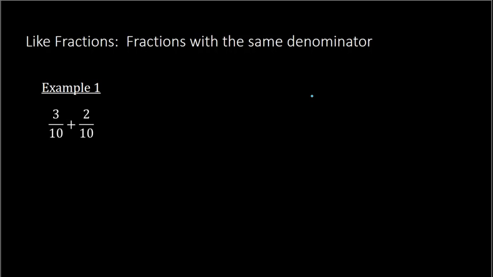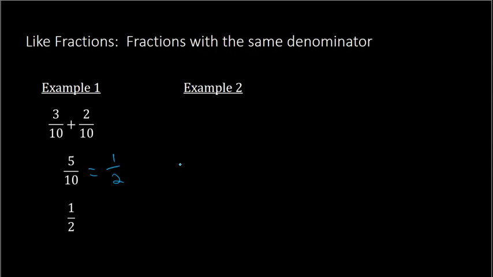Here with example 1, we have 3 over 10 plus 2 over 10. So notice that the denominators are the same. They both have a denominator of 10. So what that means is to add, all we do is we add the numerators. So we take 3 plus 2, which gives us 5 for the numerator, and the denominator stays the same. So we have 5 over 10, which can reduce by dividing the top and the bottom by 5. 5 divided by 5 is 1, 10 divided by 5 is 2, so this can simplify to become 1 over 2.